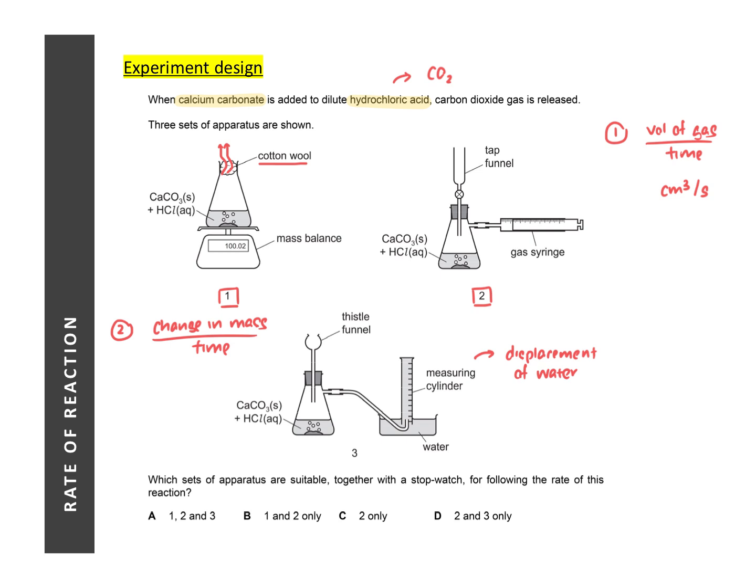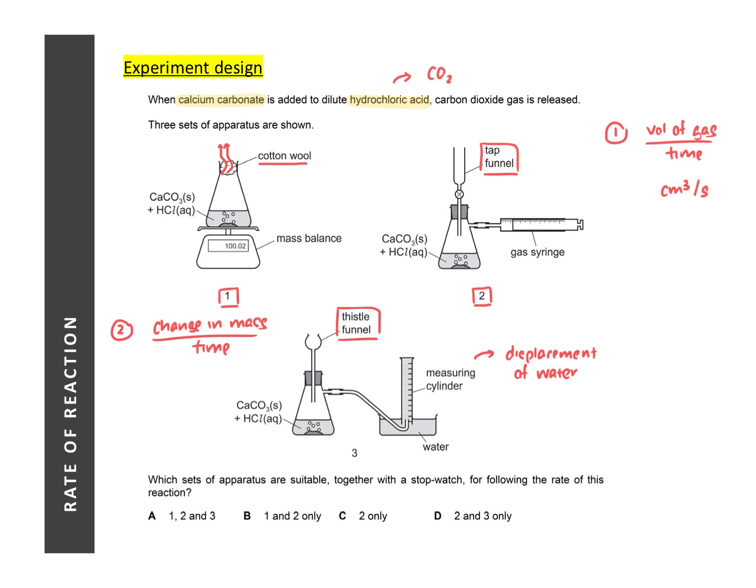Now, would this setup be suitable for measuring the rate of reaction for this particular reaction? It looks okay, even though carbon dioxide is slightly soluble in water. I think it is still an okay setup. However, if you look at the setup closely, there is the use of a thistle funnel as opposed to a tap funnel in setup 2.